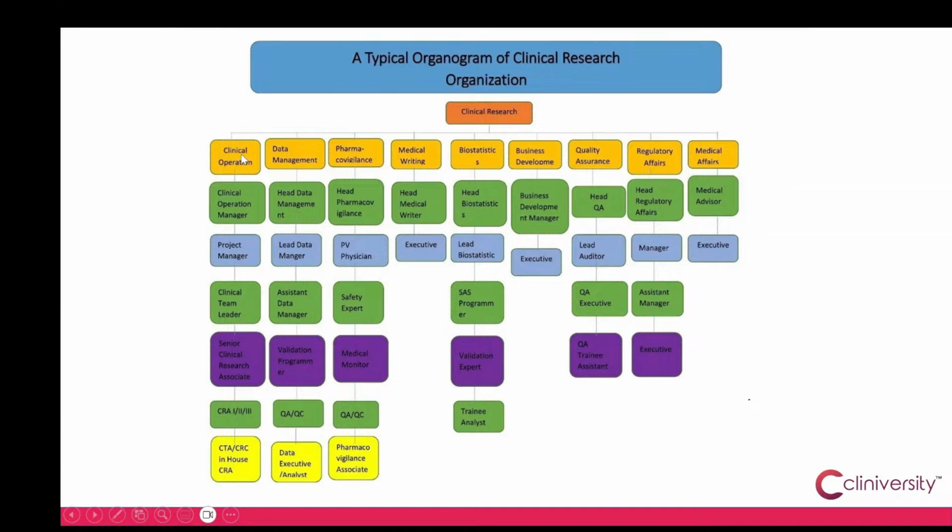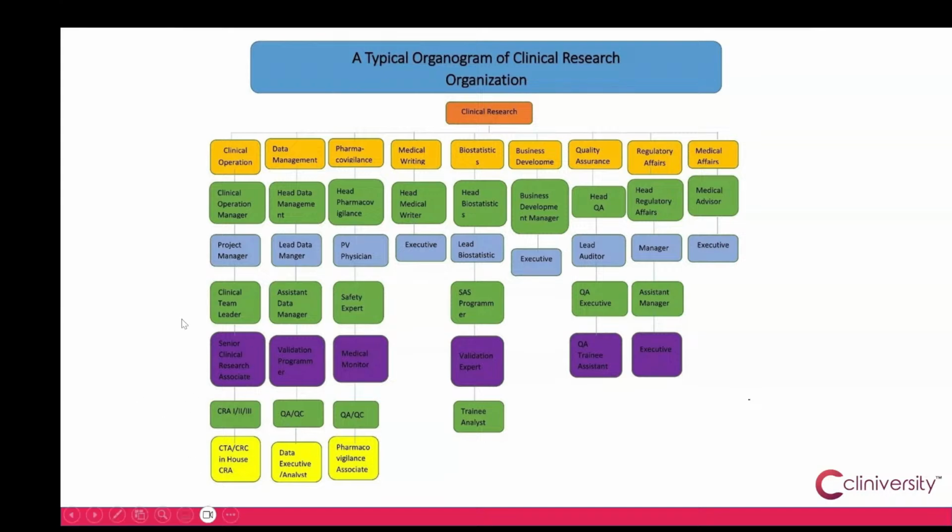In clinical operations, you can start with a role called in-house CRA, clinical trial assistant, or clinical research coordinator at site. Once you are done with this, after at least 1 or 2 years of experience in this role, you can work as a clinical research associate. And it has levels 1, 2, and 3, depending on the experience. Then we have senior clinical research associate.